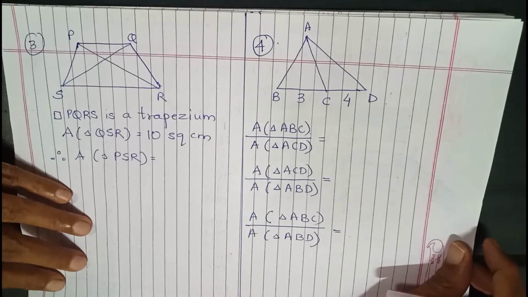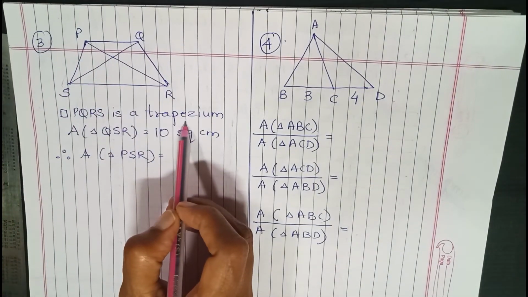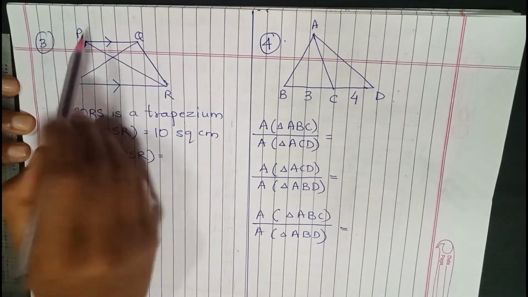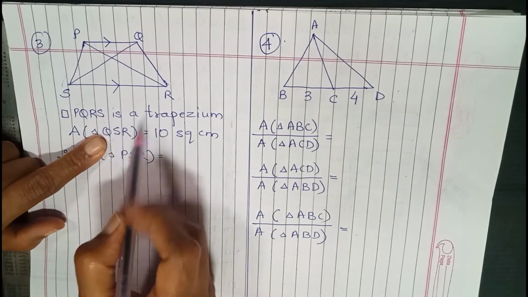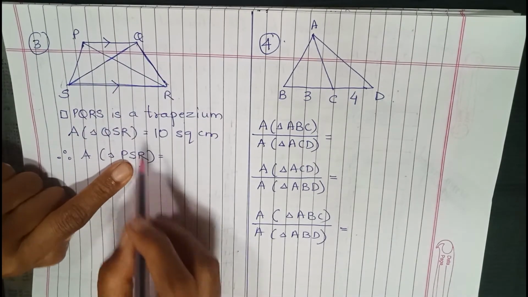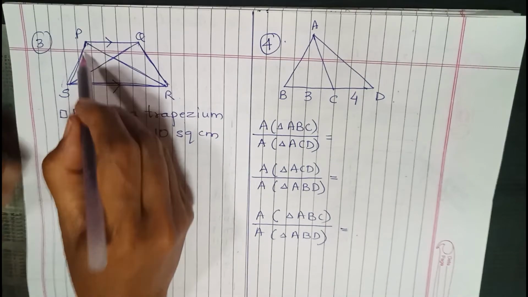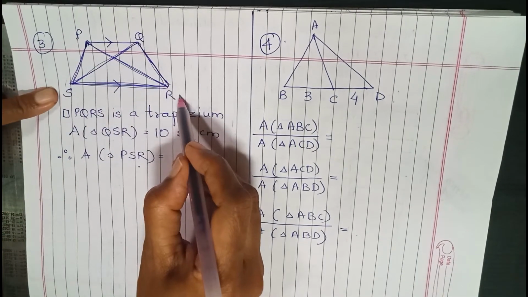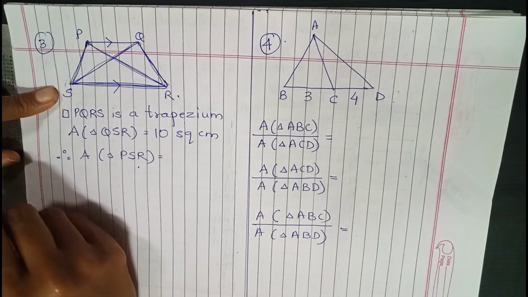Now this is the third question. Now here you can see PQRS is a trapezium. And what is the property of trapezium? We know that one side is parallel. PQ is parallel to SR. Now area of triangle QSR is given, and we have to find out the area of the triangle PSR. Now as you can see, both the triangles have a common base, which is SR. That means the formula that we should be using is only H1 upon H2.